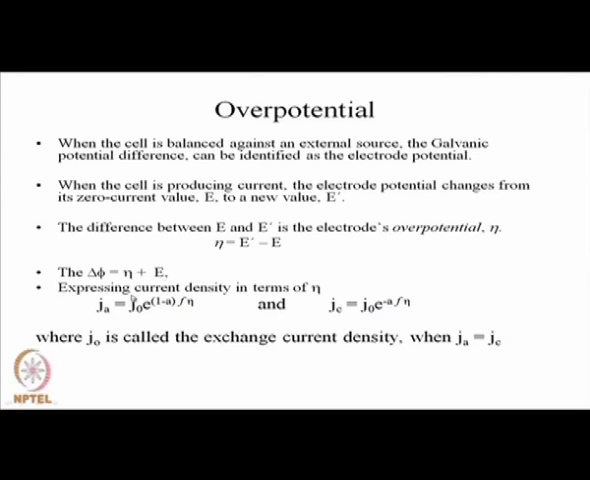Now, if we express current density in terms of eta, then the anodic current density can be written like this, and the cathodic current density can be written like this. Here J0 is a quantity called the exchange current density. When Ja is equal to Jc, then you get the exchange current density. What is the value of the exchange current density? When the cathodic current and anodic current match, then you can get the exchange current density.